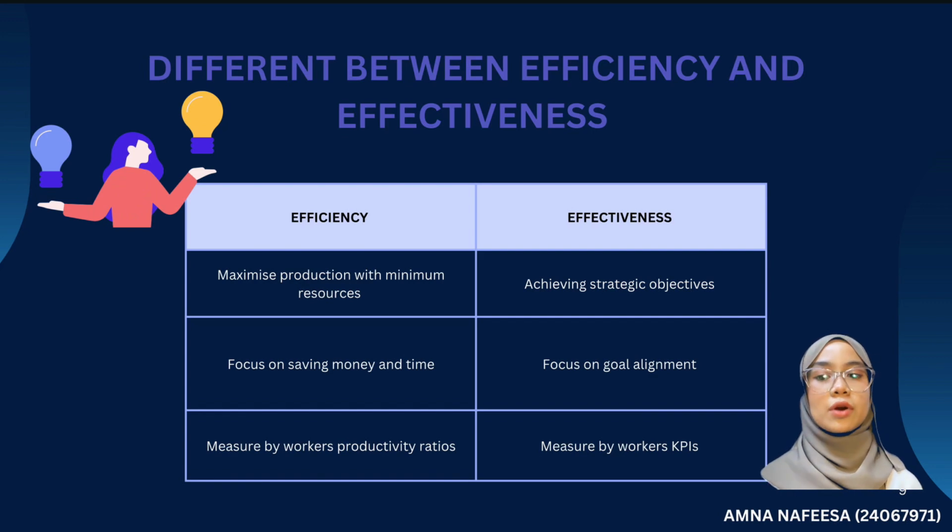Efficiency maximizes production with minimum resources. Next, efficiency is more focused on saving time and money. Lastly, efficiency is measured by workers' productivity ratios. Next, effectiveness. Effectiveness achieves strategic objectives. Next, effectiveness focuses on goal alignment. Lastly, it is measured by worker KPIs.